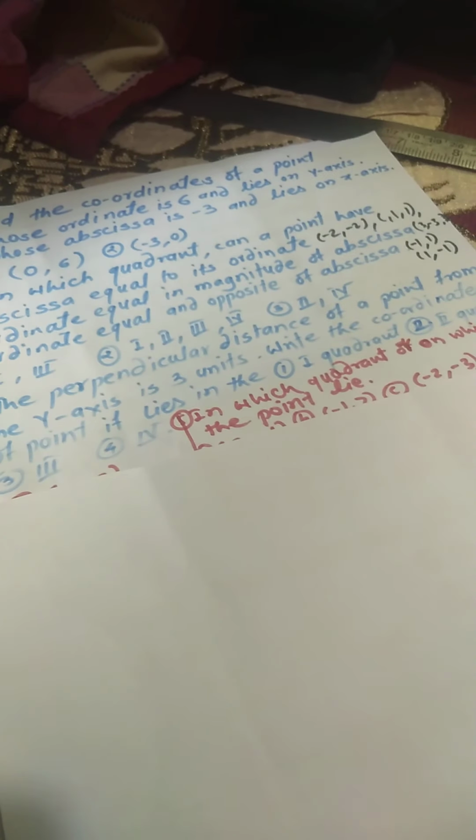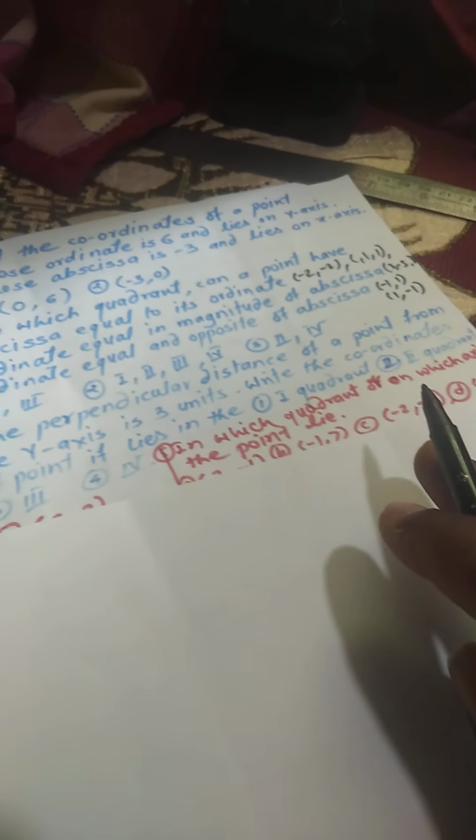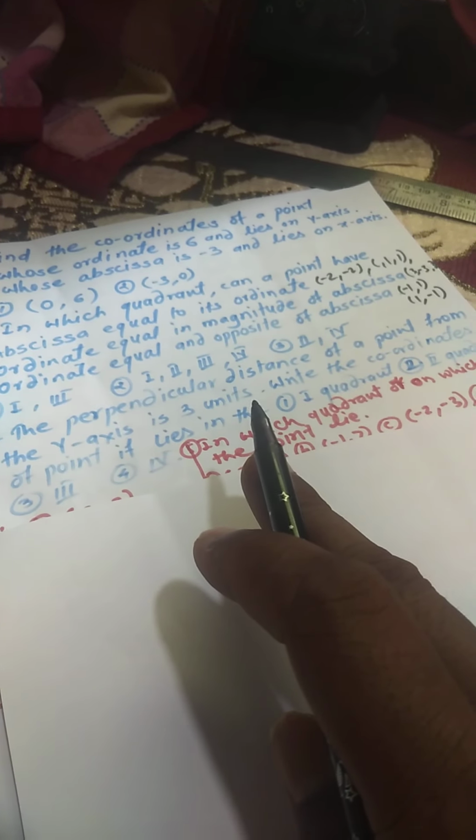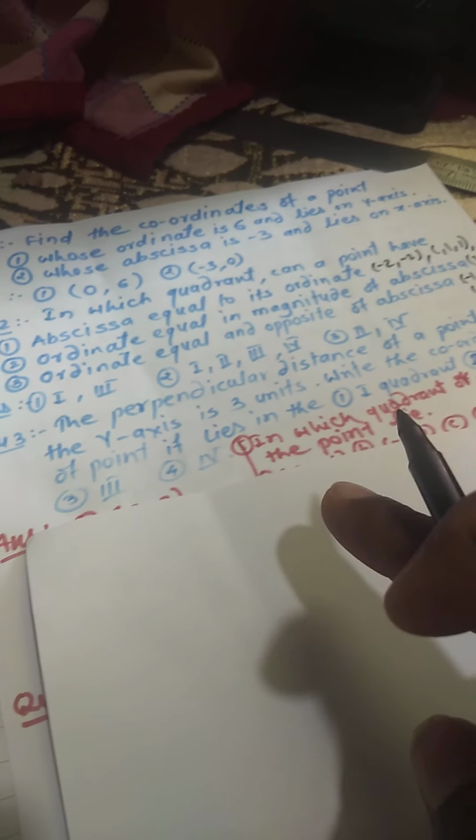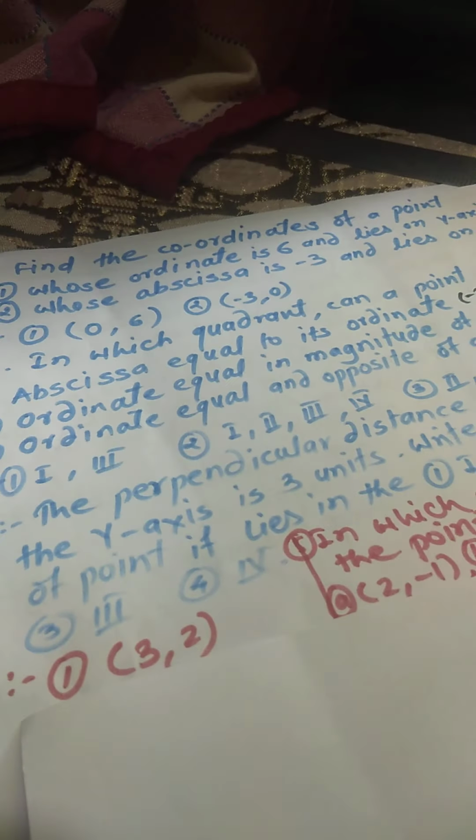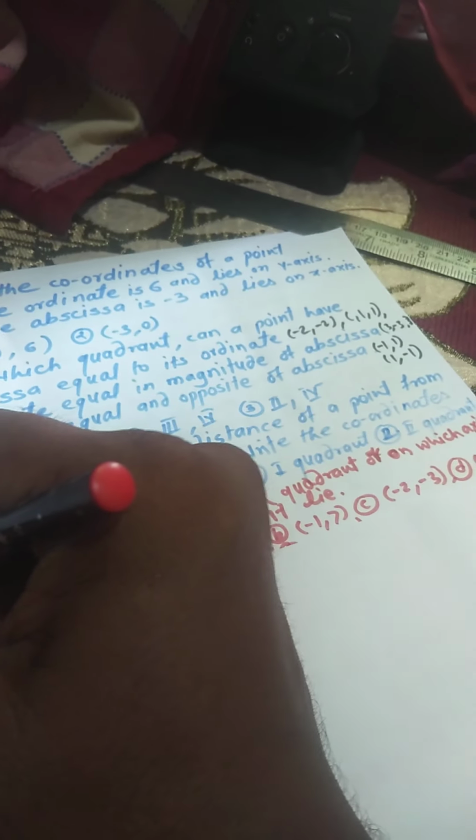Third question. The perpendicular distance of a point from the y-axis is 3 units. Write the coordinates of the point if it lies in the first quadrant, second quadrant, third quadrant and fourth quadrant. So how to write the answer of this? What is given? First we have to find the coordinate. The perpendicular distance of a point from the y-axis means it is the x coordinate. So the x coordinate is given as 3.